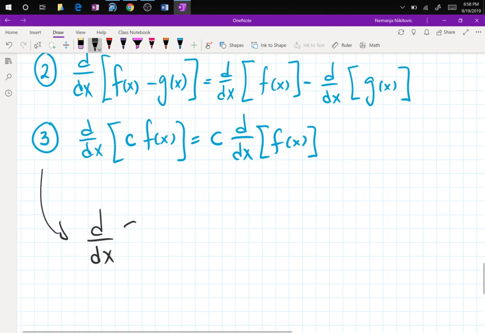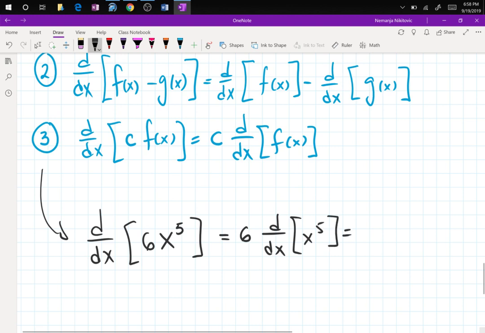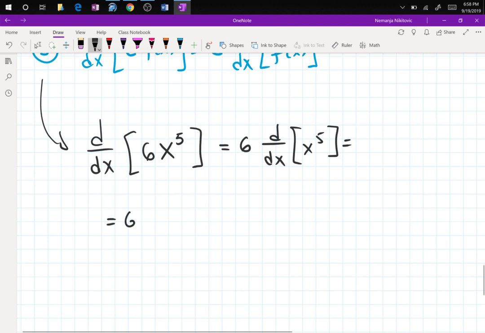What is the derivative of 6x to the 5? Right? So the way we do this is we kick 6 out and we just focus on the derivative of x to the 5. And what is the derivative of x to the 5? Excellent. So the derivative of x to the 5 is 5x to the 4th, because you are using that rule that subtracts the power, right? And now you do times 6. So you get 30x to the 4th.